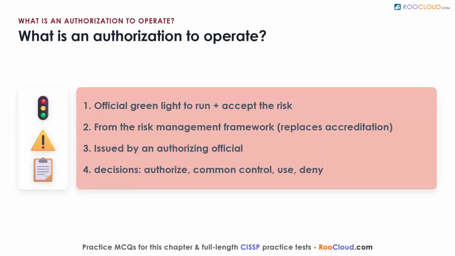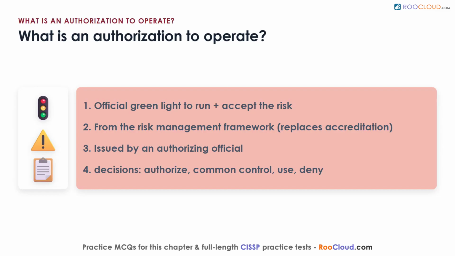What is an authorization to operate? An authorization to operate is the official green light to run a secured system for real work and to formally accept its risk. It comes from the risk management framework, and it is the modern replacement for the older idea of accreditation. The decision is made by an authorizing official, a person empowered to weigh a system, its operations, and its risks.